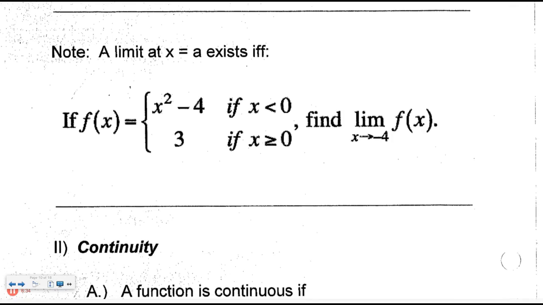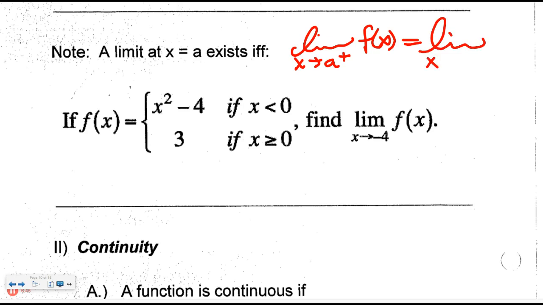A limit at x exists if and only if the limit as x approaches a from the right of whatever function you're working with equals the limit as x approaches a from the left of the function. It need not be continuous, because remember, we can arrive there and the function cannot exist there, but this y value is our limit. We are sitting there.